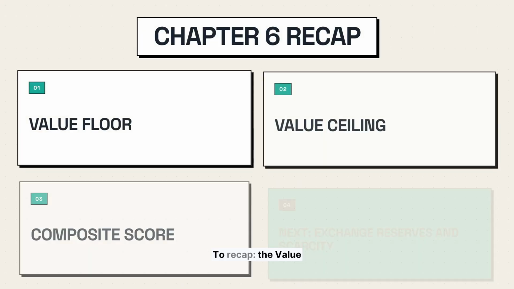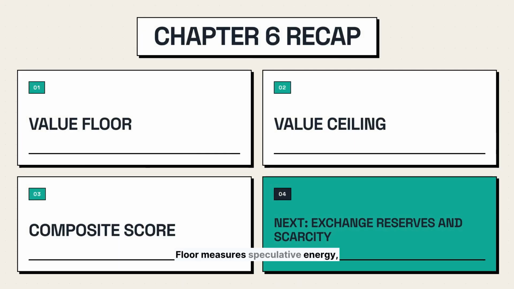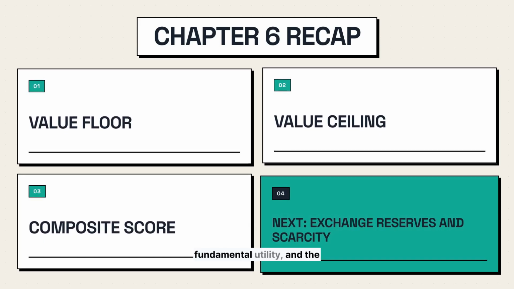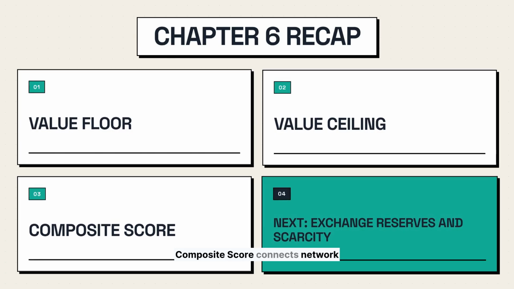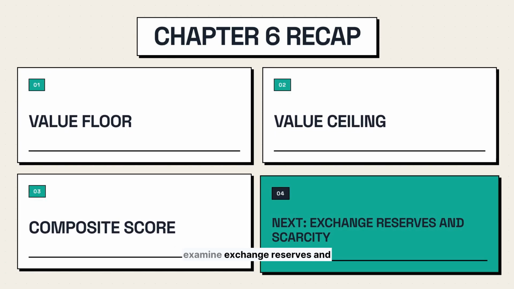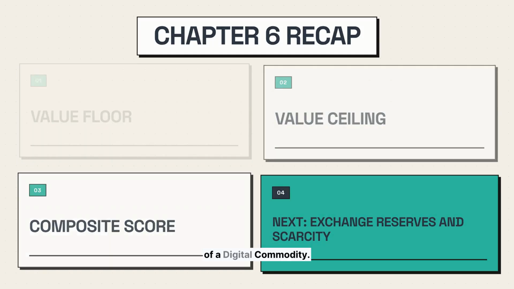To recap, the value floor measures speculative energy, the value ceiling measures fundamental utility, and the composite score connects network health to valuation. In Chapter 7, we examine exchange reserves and scarcity as the inventory of a digital commodity.